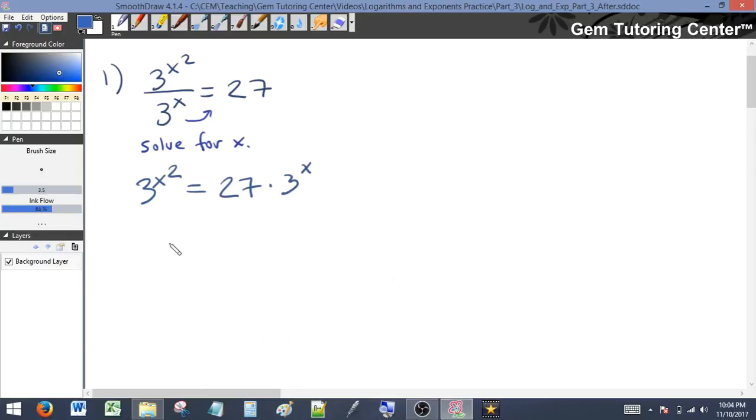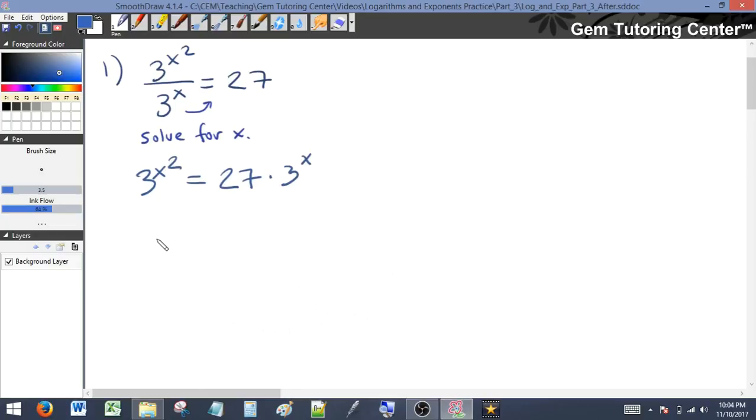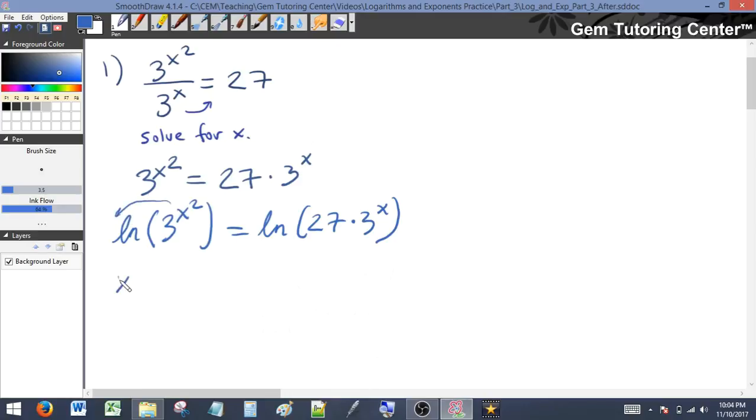Okay? And the next step is to take the logarithm of both sides. You can either do log of both sides or ln of both sides. I'm going to do ln. Either way is okay. So ln of 3 to the x squared equals ln of 27 times 3 to the x. Because of the rules of logarithms, this exponent, the x squared, is going to come down outside of the ln. So we're going to get x squared ln 3.